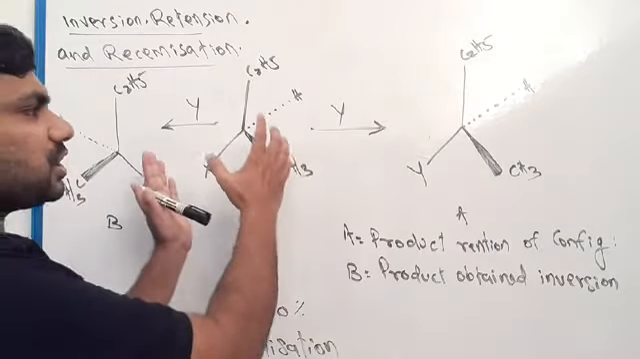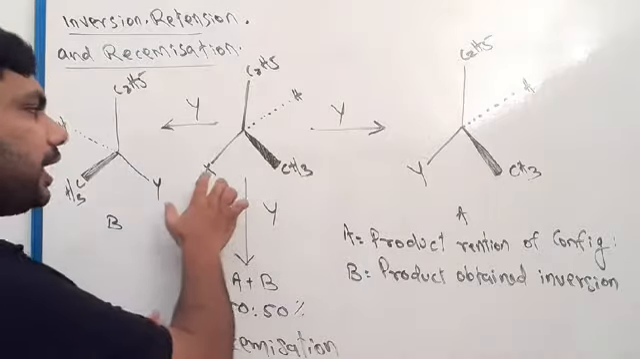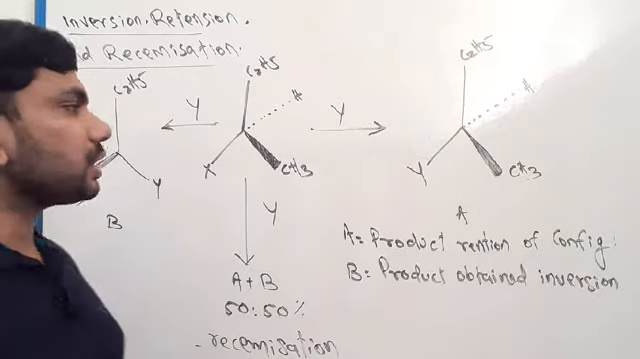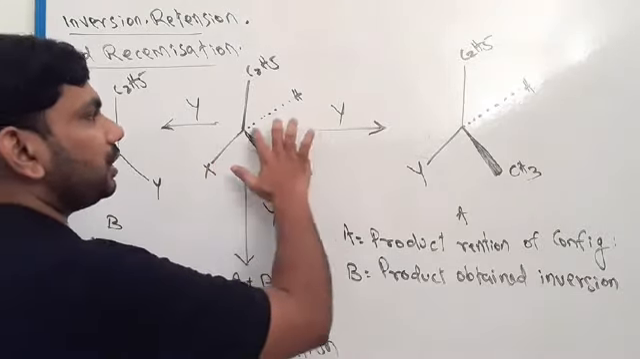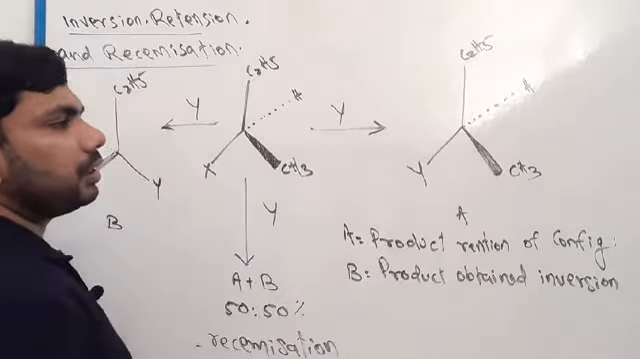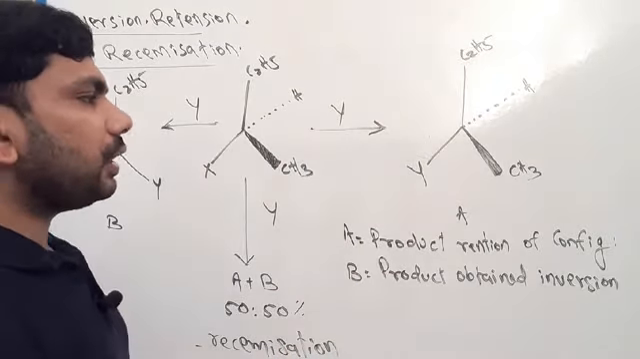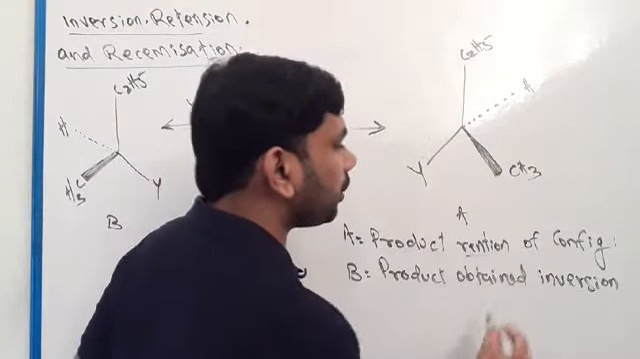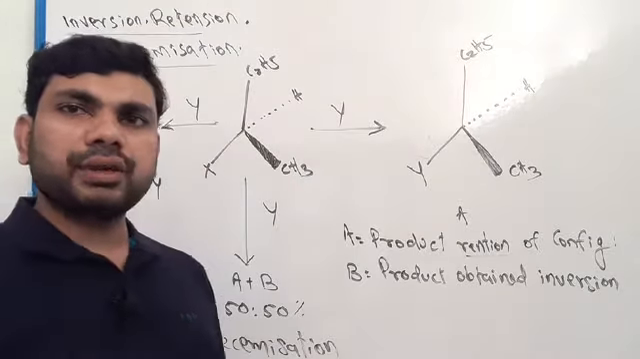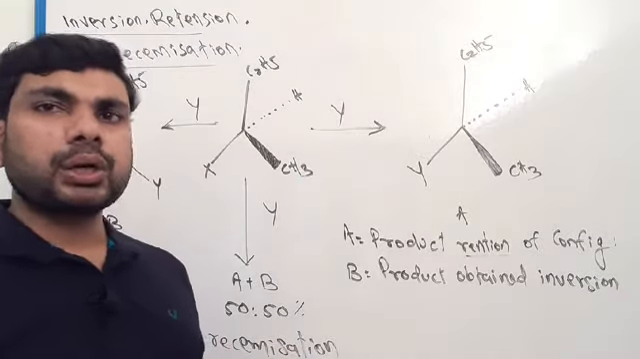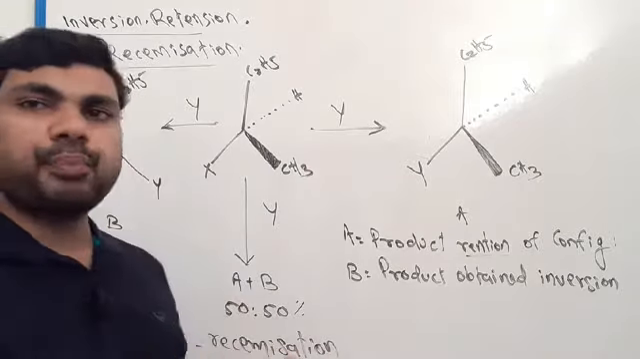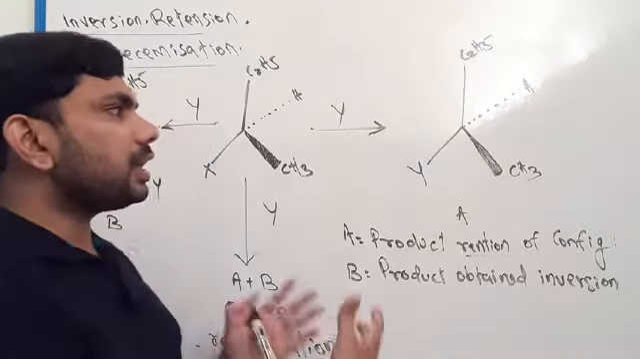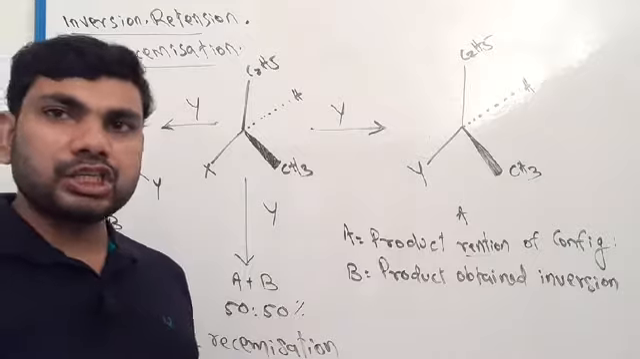So you check these two structures. Here X is replaced by Y, but there is no configuration change. You can check here, same bonds over here. So this type of product, you can say, is the product formed by retention of configuration. Retention of configuration means only substitution happened. After the chemical reaction, there is no change in the direction of the bonds. This is retention, the product formed by retention.